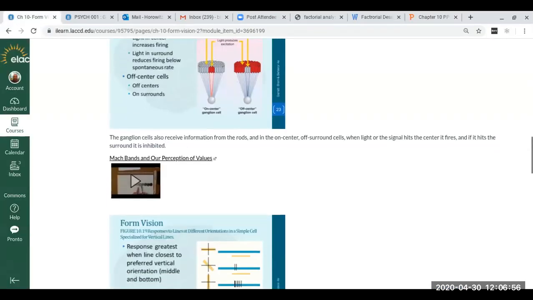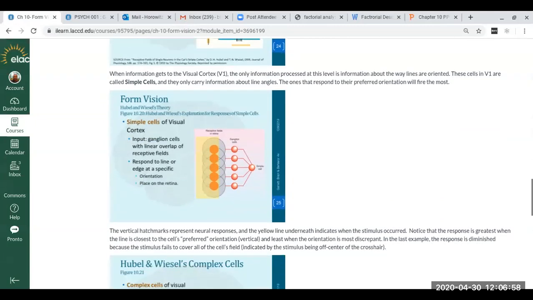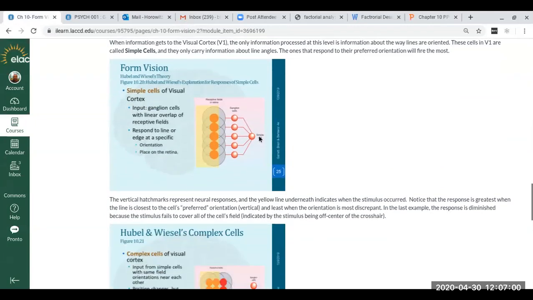Now let's go down and take a look right here. And thank goodness for this, or we would have had a tough time with this lecture. You can see that the simple cells have input. So ganglion cells overlap with the receptive fields. Here are the receptive fields in the retina, which send their information to the ganglion cells, and that information from the ganglion cells combines for these simple cells.